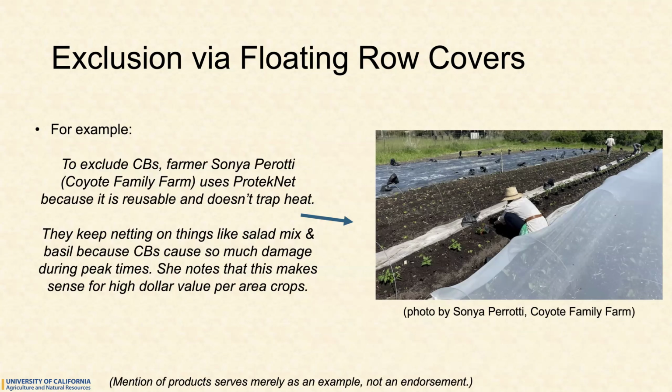And so to exclude cucumber beetles, this farmer, Sonia Perotti, Coyote Family Farm, like I mentioned, uses Protect Net, which is a specific type of floating row cover because it's reusable and it doesn't trap heat. They keep this netting on things like salad mix and basil because cucumber beetles cause so much damage during peak times. And she knows that this makes sense for high dollar value per area crops. So again, this is strategic.